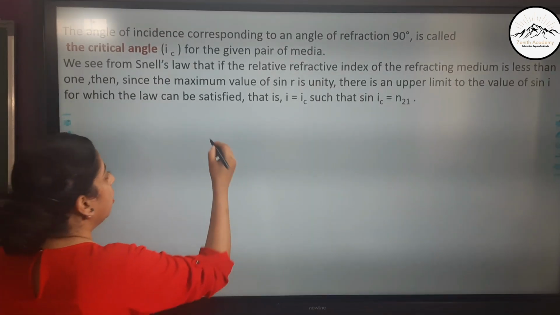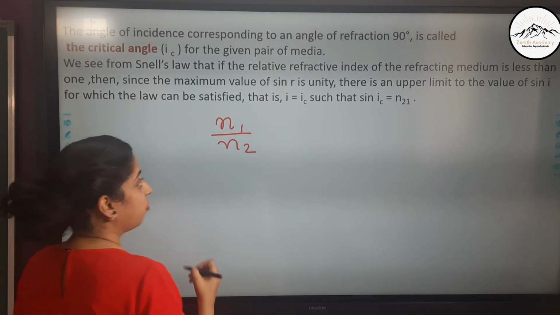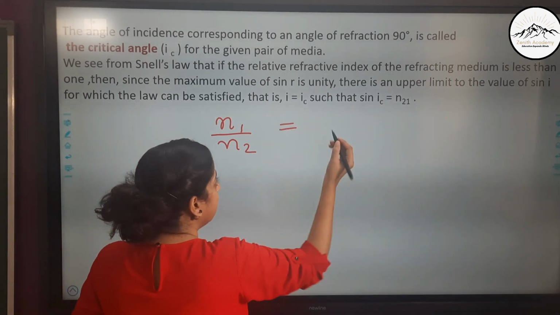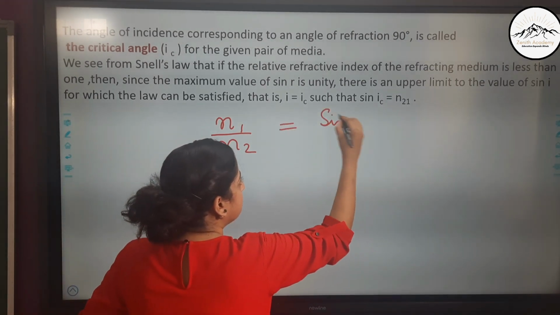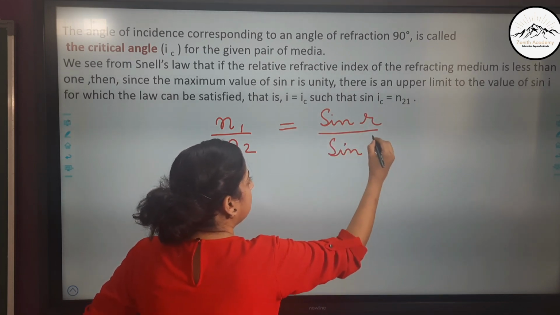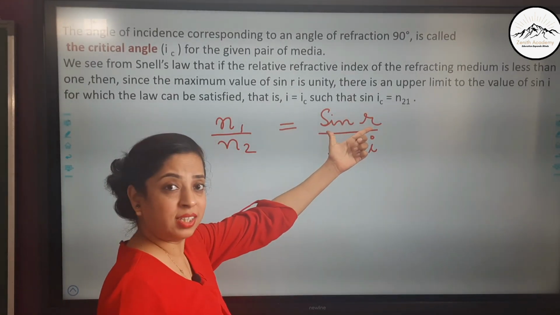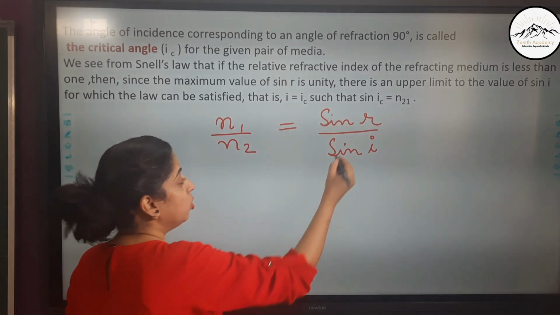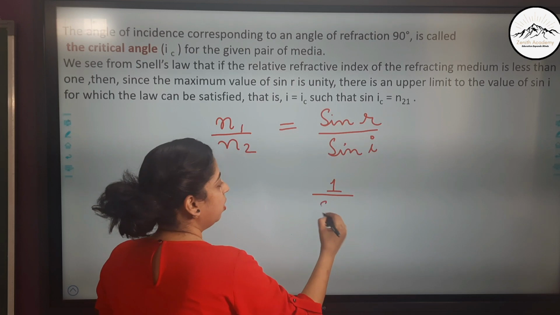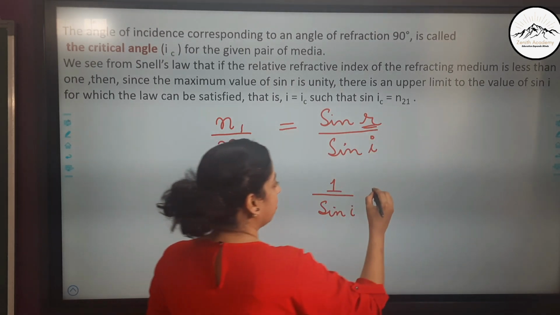Now what is this? Now we know n1 over n2, that is refractive index of first medium with respect to the second, is equal to sin r over sin i, right? So now if the maximum value that it can take is 1, sin r, when will this be 1, can you tell me? When r is 90, because sin 90 is 1.